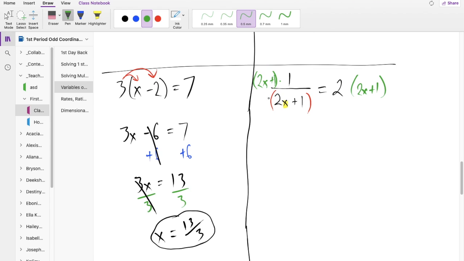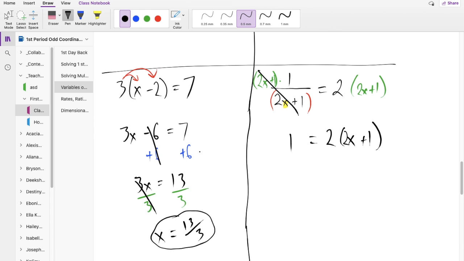So again, since these two things are the exact same thing, 2x plus 1 divided by 2x plus 1, these are going to cancel away. So this is going to disappear. So that's again the reason why we were multiplying both sides by it, so I can get the x up in the numerator and actually start working with it. So on the left side, I'm still left with that 1. And on the right side, I have a 2 times this 2x plus 1.